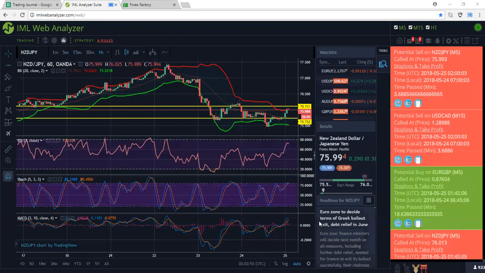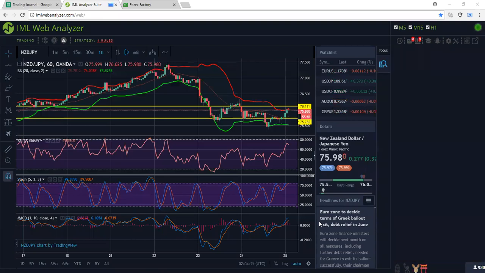All right, so we are looking at Nzd Jpy, and we're just waiting. The one thing that the analyzer forces you to do is to have patience. And what we're gonna do is twin trade this. So we're gonna enter it 2 times. Make sure you're doing this in demo, okay?